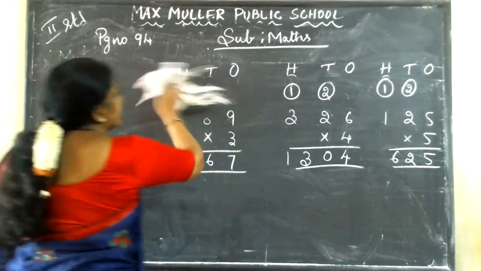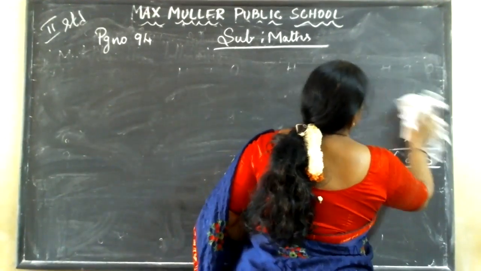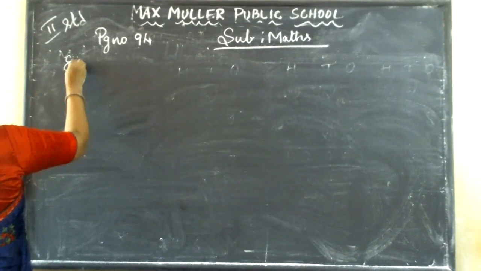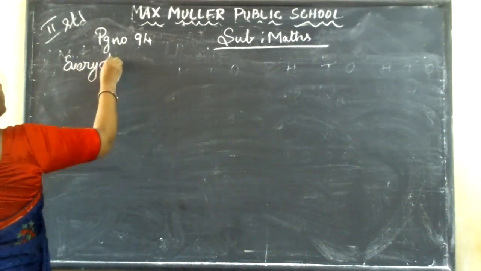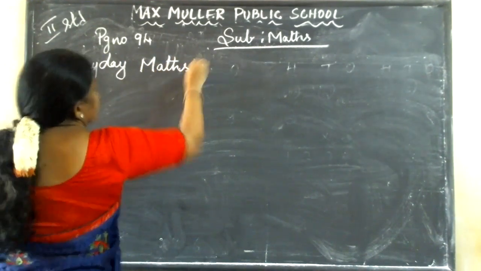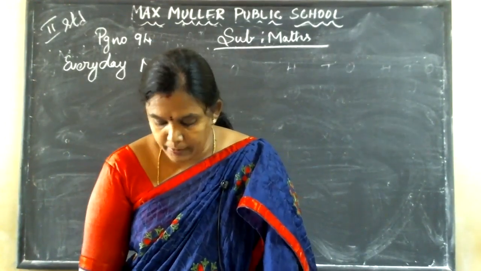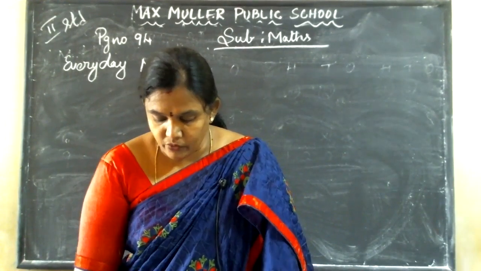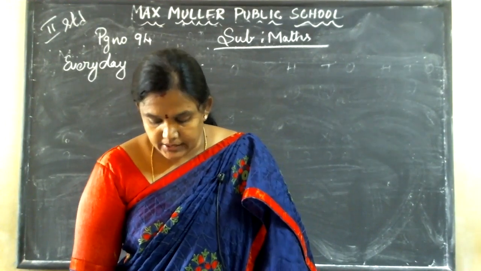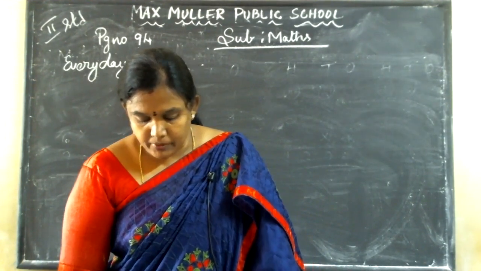Page number 94 only. Everyday maths is there. Now listen here. A bus can carry 213 people. How many people can be carried by 4 such buses? Number of people one bus can carry, 213. Number of buses, multiply by 4. Total number of people that can be carried.